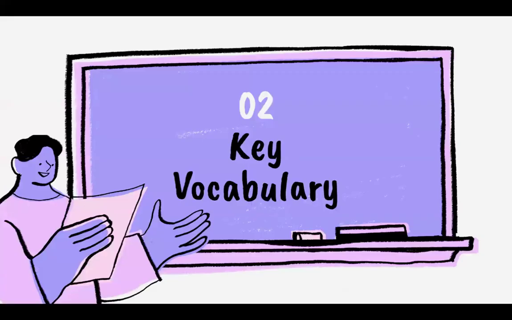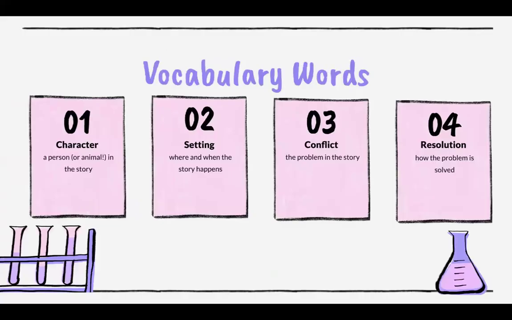So now let's go over some key vocabulary. So we have four main vocabulary words that we should try to understand when we're thinking about narrative stories. The first is character. A character is a person or sometimes an animal in a story. The character is the person, animal, or thing that does something, that is acting in the story. Now, setting. Setting is where and when the story happens. For example, on a cold winter day in September or in the year 2011.